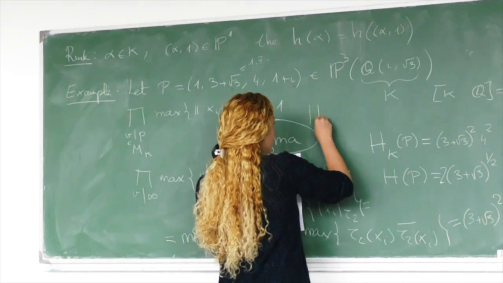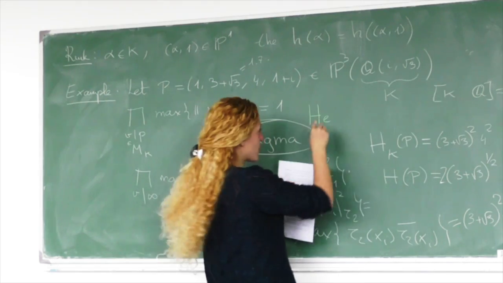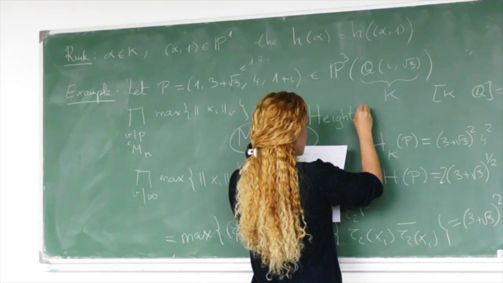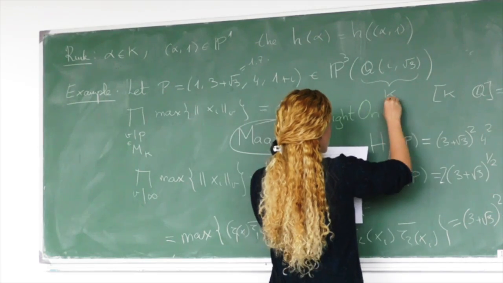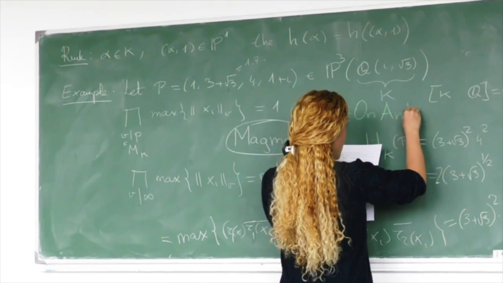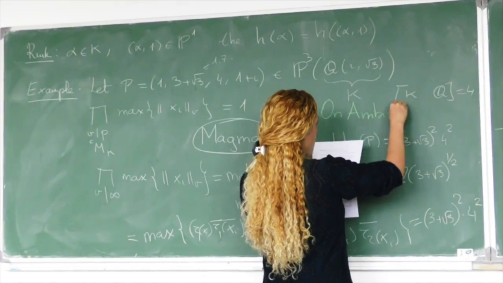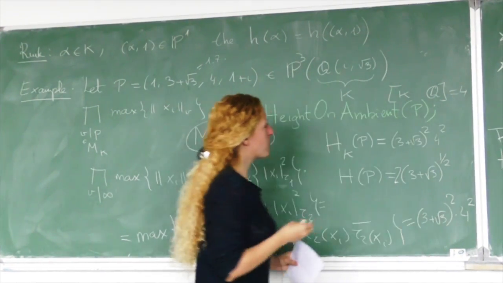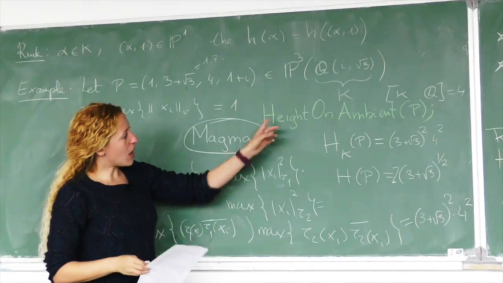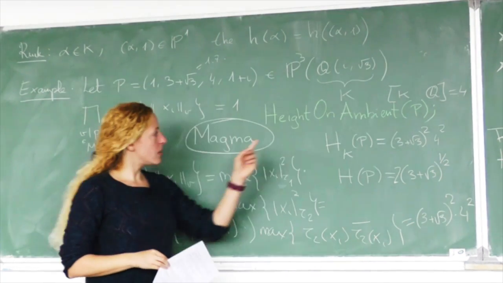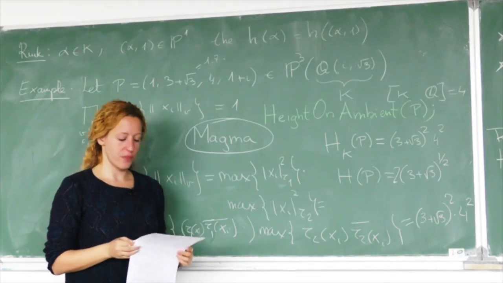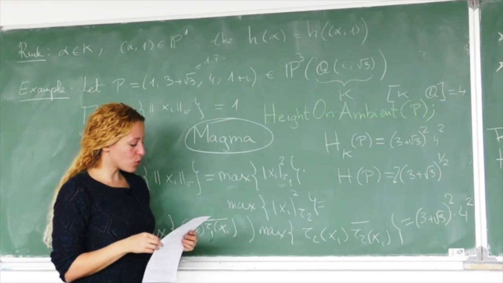It's important to use the capitals, so be careful. Height on ambient P, comma. By using this command in Magma, you can compute the height of all the points that you want. Okay, so this is good for the example.